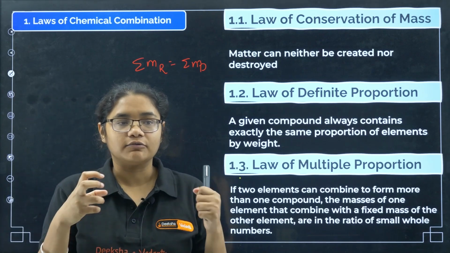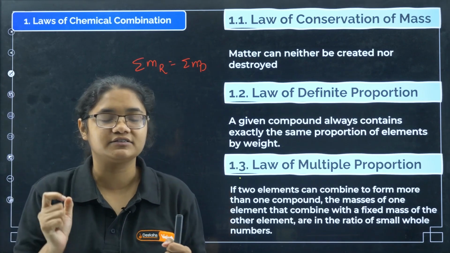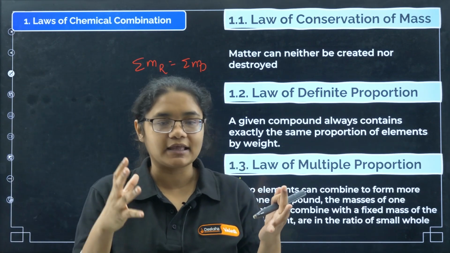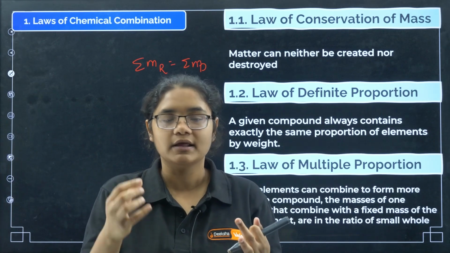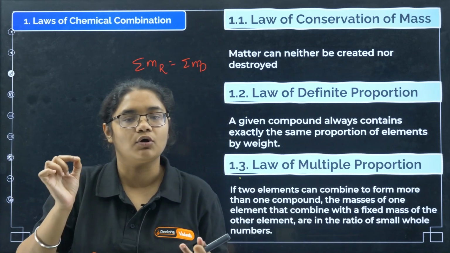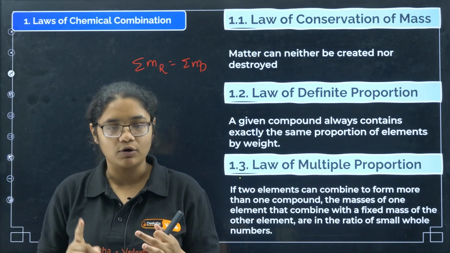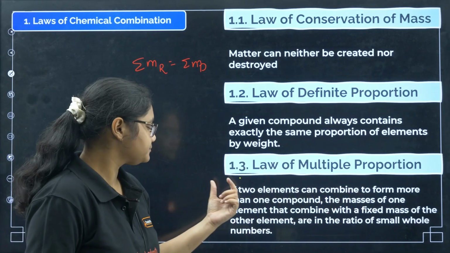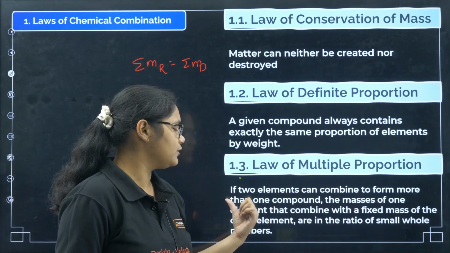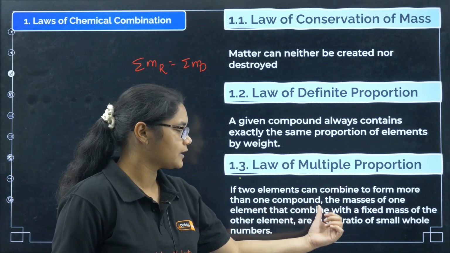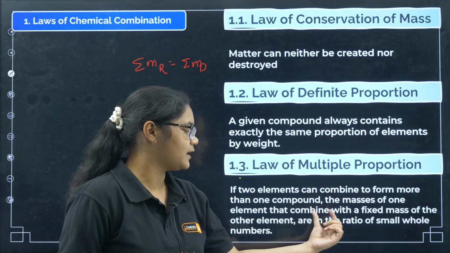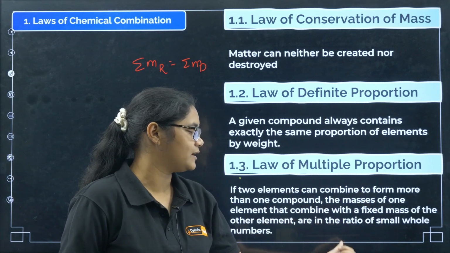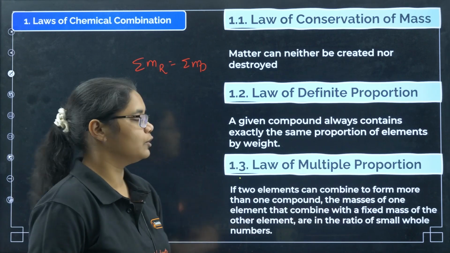This says that atoms always combine in a fixed ratio by mass. If you are taking hydrogen and oxygen to form water, the ratio of hydrogen and oxygen will always be 2/16 or 1/8. Next, we have the law of multiple proportions. If two elements can combine to form more than one compound, the masses of one element that combine with a fixed mass of the other element are in the ratio of small whole numbers.